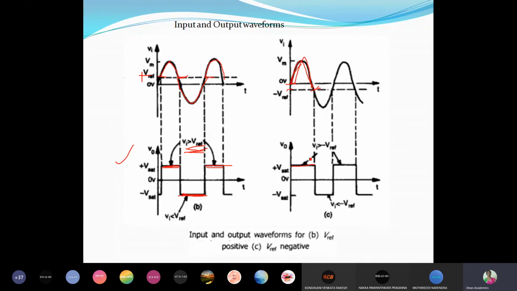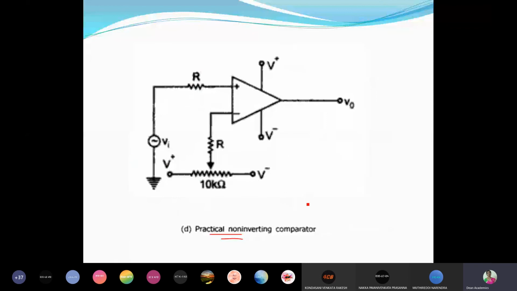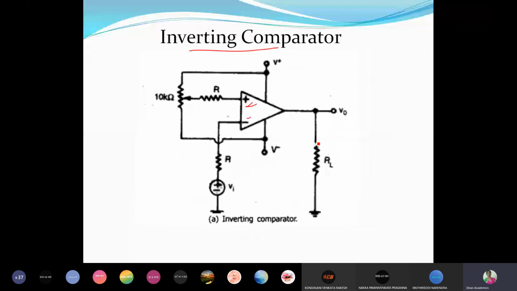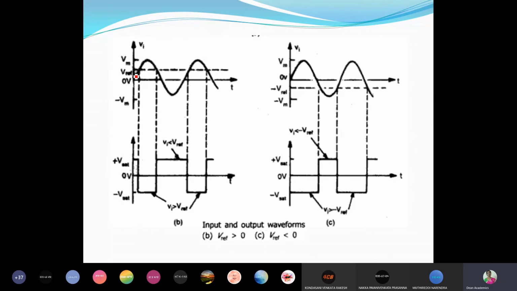So this is about inverting and non-inverting. Now let us see the inverting comparator. The inverting comparator output will be the reverse: minus Vsat where we had plus Vsat. Just reverse to that we will get. Everything else is the same. So the input waveform, you just draw like this.